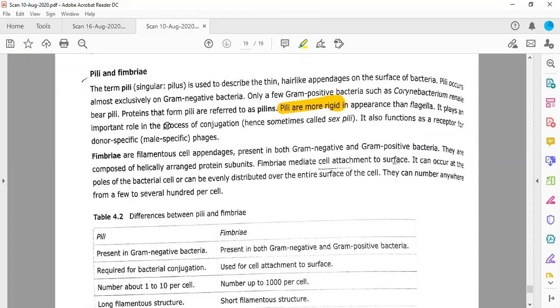It plays an important role in the process of conjugation. Therefore they are called sex pilus. It is given here. It also functions as a receptor for donor-specific phages. Donor is called male. So the bacterium which is giving the plasmid or the DNA is called the donor, and there is an acceptor bacterium. So there is a tube-like structure which is formed between a donor and an acceptor, so that this DNA can be transferred through the process of conjugation.